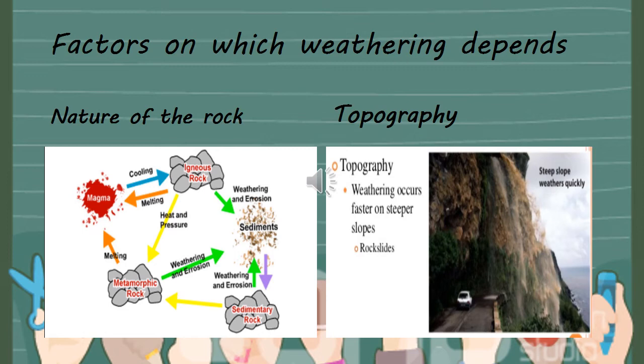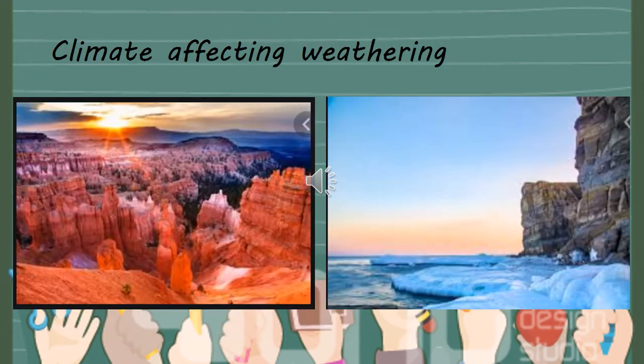The second factor on which weathering depends is the topography. It is obvious that steep slopes will weather more quickly, because first of all the external forces like wind, sun and rain are acting, and secondly because of gravity they also weather very quickly. So steep slopes aggravate weathering, and removal of debris by gravity is faster on steep slopes than on gentler ones.